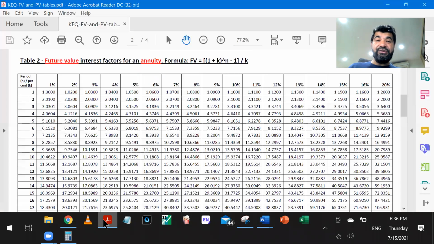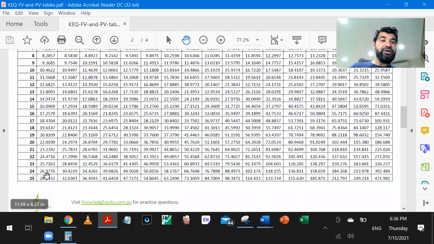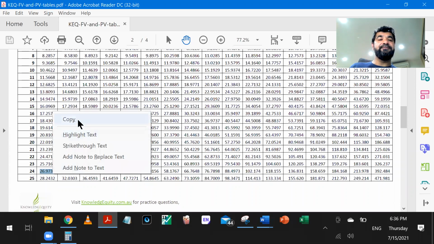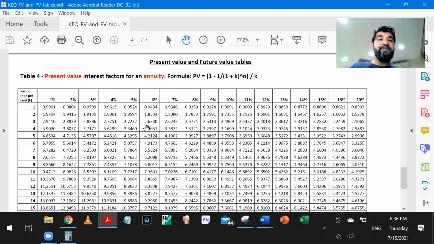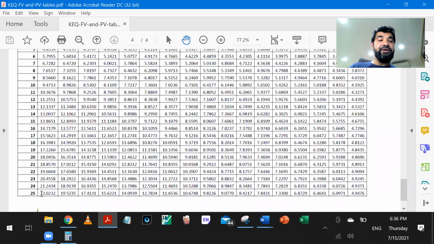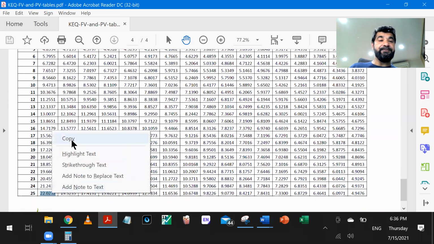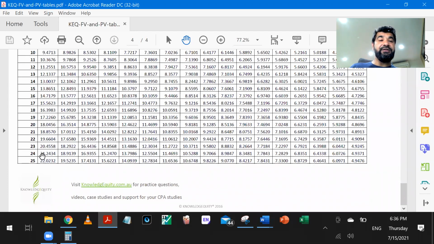So when you want to use this table, 1%, how many payments will it be? 24 payments. 26.9725. Oh, is it present value? Oh, it is future value. No, we have to put the present value. Present value, 1%, 24: 22.0232. Present value 1%, 24 payments. Oh, sorry, not 25, 24.